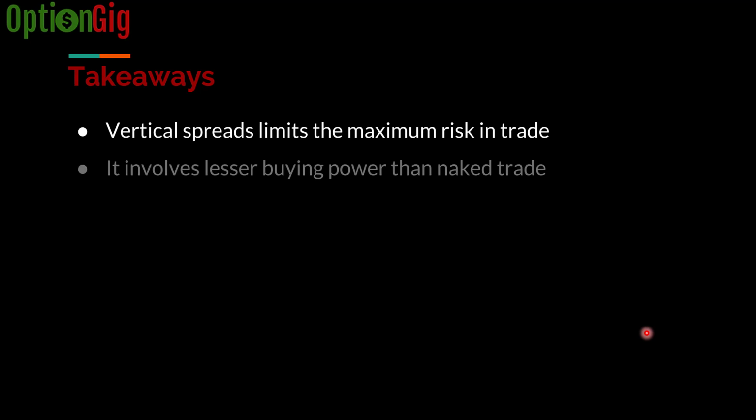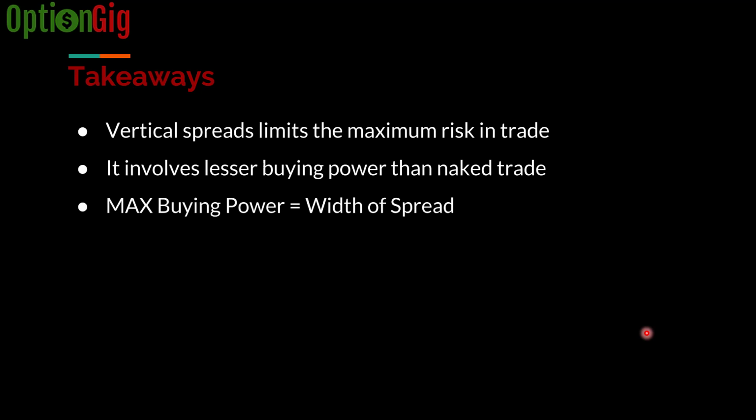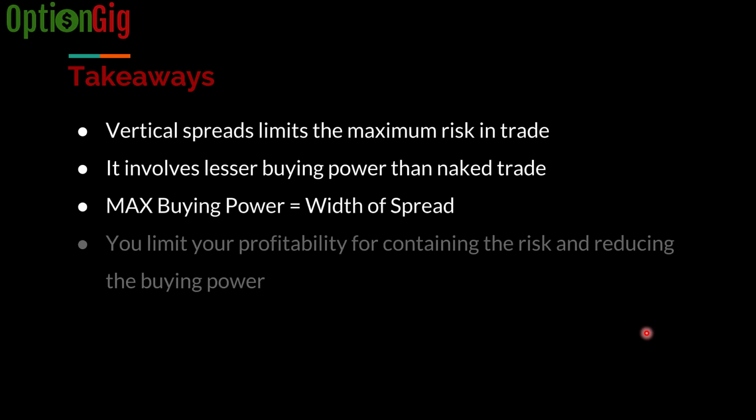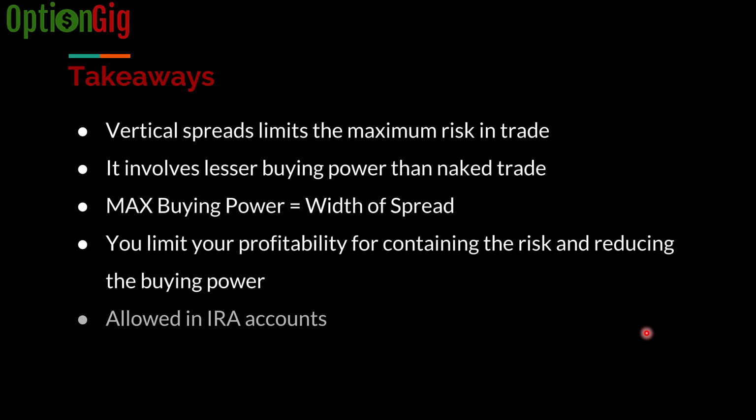Takeaways. So the vertical spread is used to limit the maximum risk in the trade. In the examples we saw that it was limited to $1. Also it involves lesser buying power than doing a naked trade. And we'll see an example of setting up a naked trade and a vertical trade on the Thinkorswim platform, and then you will see how much the buying power difference is between these two trades. So your maximum buying power will be the width of the spread. And for containing the risk, you also limit your profitability and you reduce the buying power.